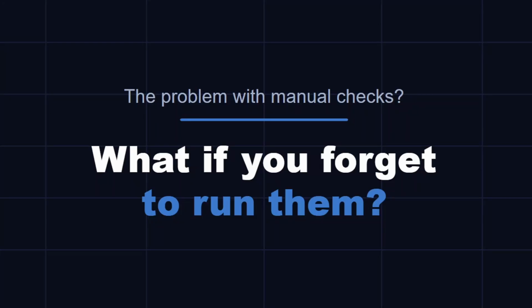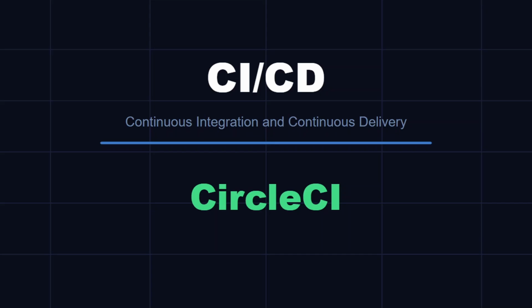In the last video, we looked at OPA security rules and ran them manually in the terminal. The problem with manual checks is that you might forget to run them. That's where CI/CD comes in. CI/CD stands for Continuous Integration and Continuous Delivery.